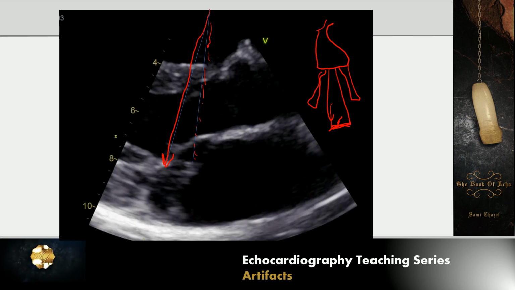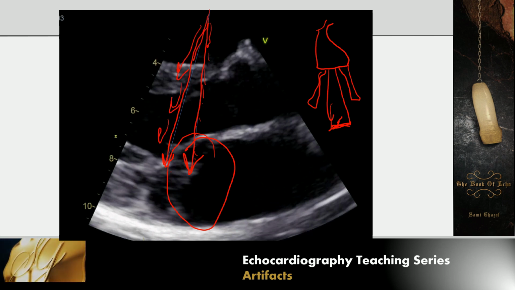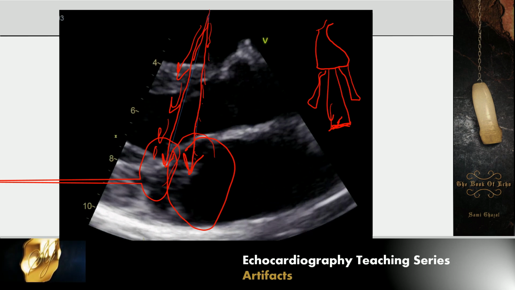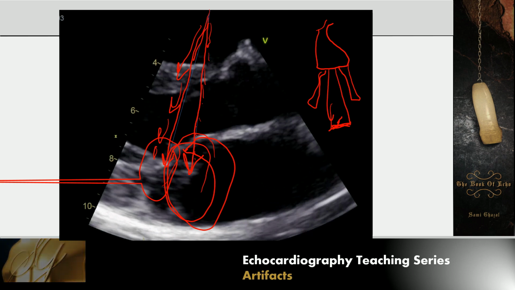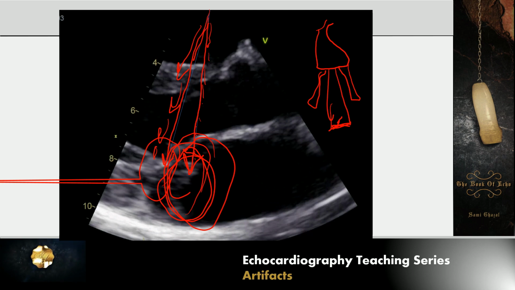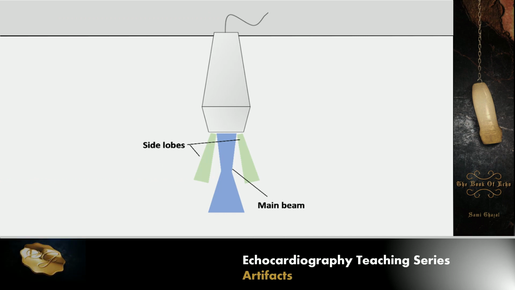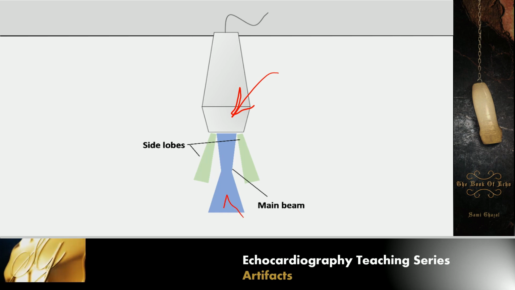So for example, now the main beam is in this direction, so it is taking an image of the atrium, but there is a side lobe that is coming on the side, and that will hit the mitral valve. But the machine doesn't know that there is a side lobe. It will think that this is part of the main beam, so it will display the mitral valve here. But because the side lobe is a weak ultrasound with a weak power, it will show it as a faint structure. So as explained, this is the probe here, and this is the main beam, and then you have the side lobes.